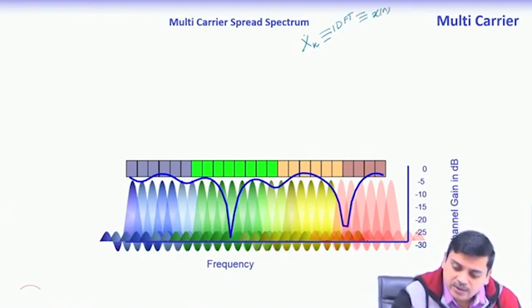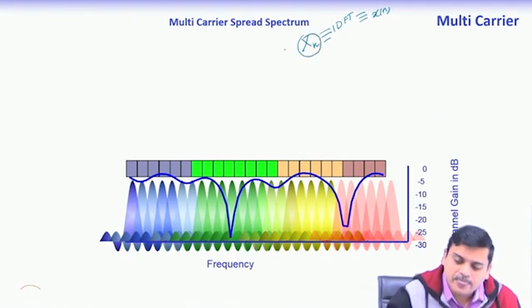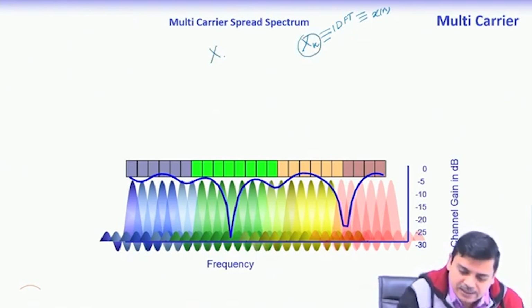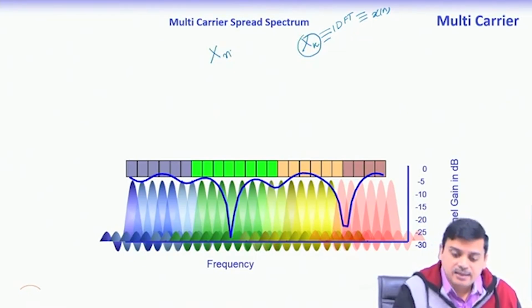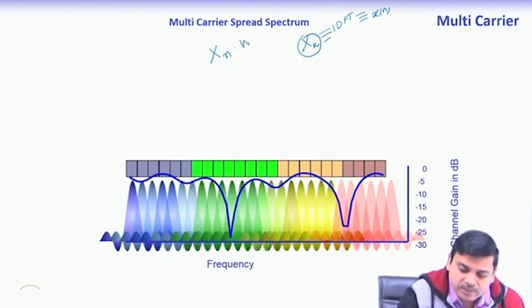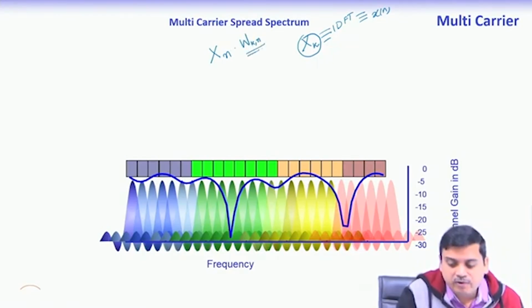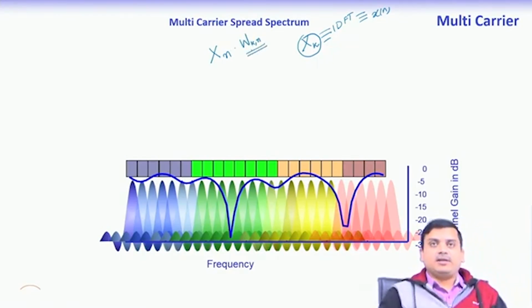So, now let us take one of these and mark it as capital X of n, and then with this we multiply the weight k n, which is drawn from a column of the DFT matrix. If you look at the DFT matrix of size n, it is an n cross n DFT matrix. So, if you take one particular column of it, we are getting one code.